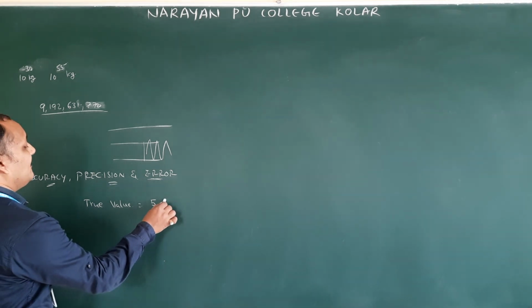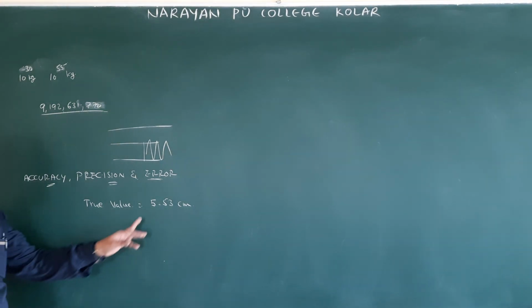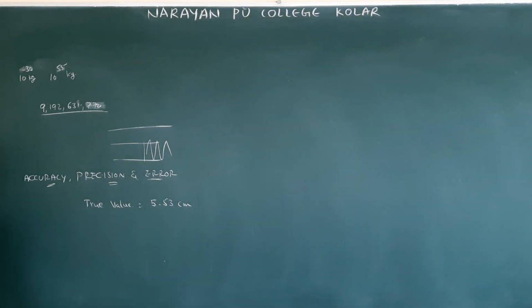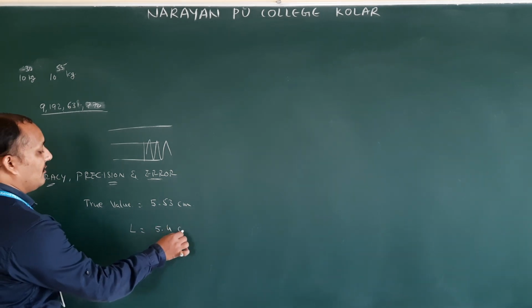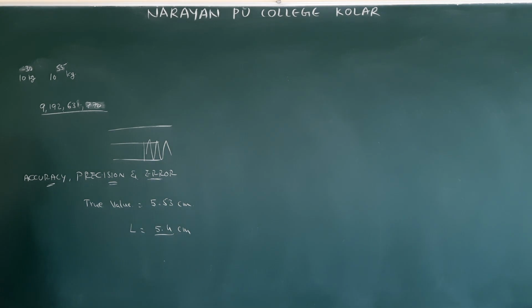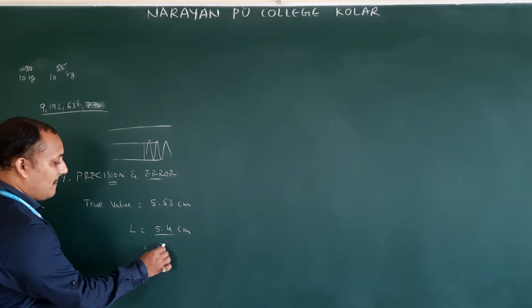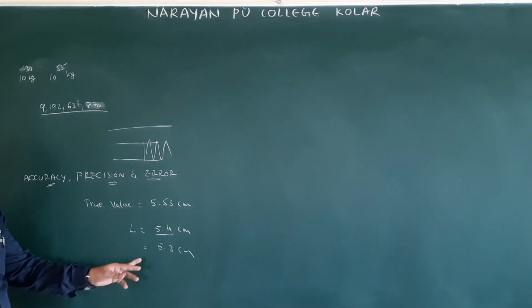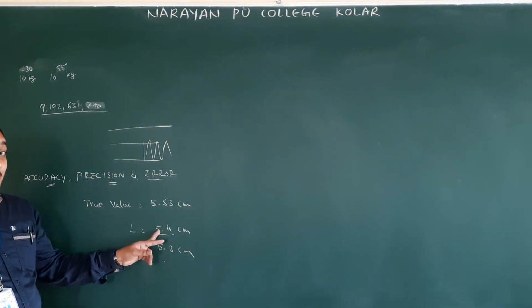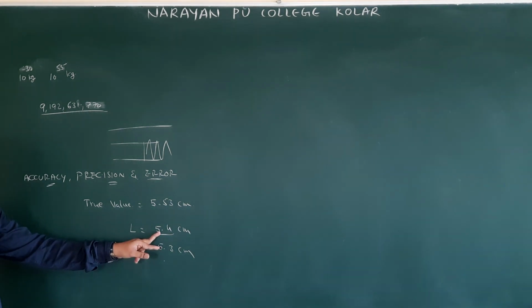True value, let us assume, 5.53 centimeters. Whenever we are measuring the length of this chalk piece with a scale, you get 5.4. Another one, let us assume, 5.3 centimeters, using a different scale. Now, which is the accurate value among these two? Generally, with our common sense, we can say 5.4 is the accurate value, isn't it?